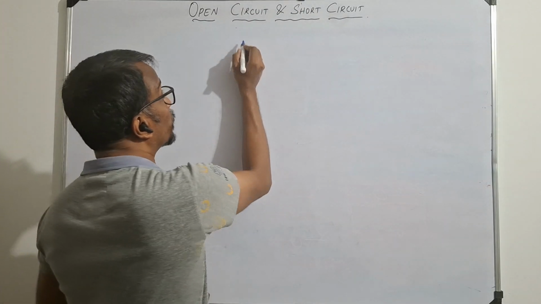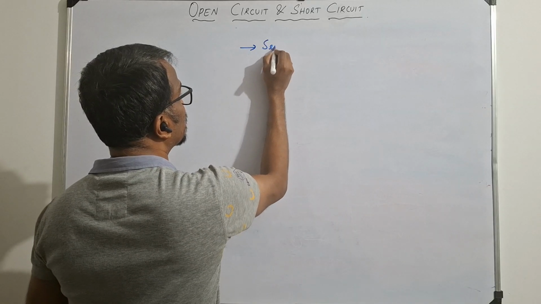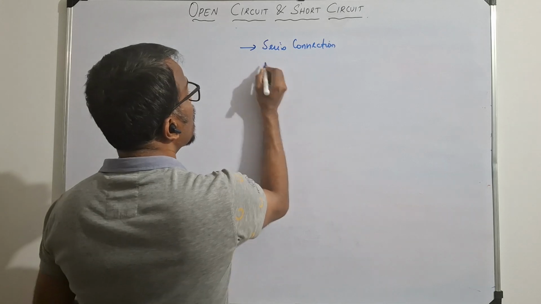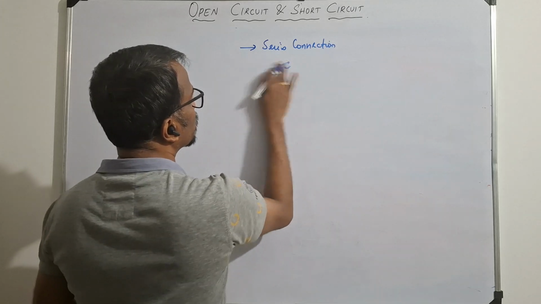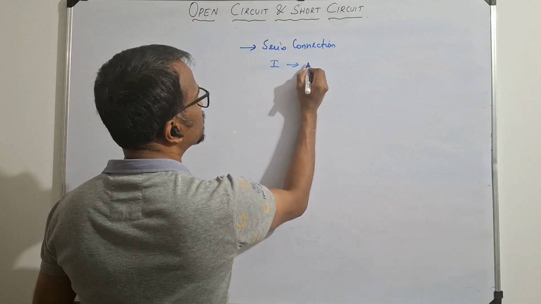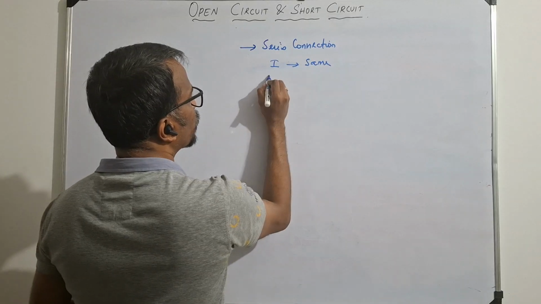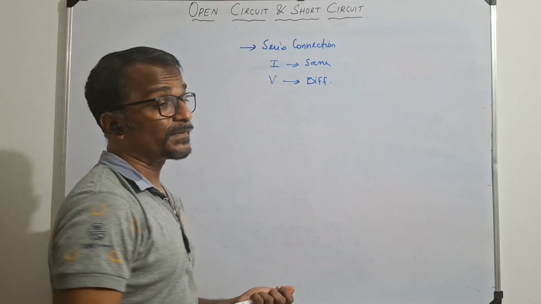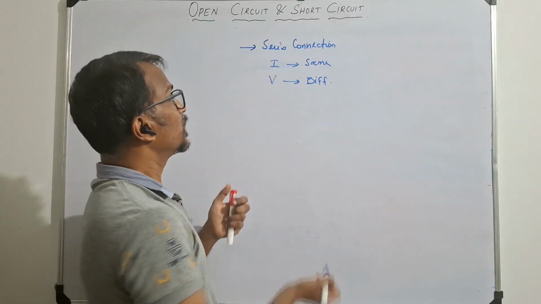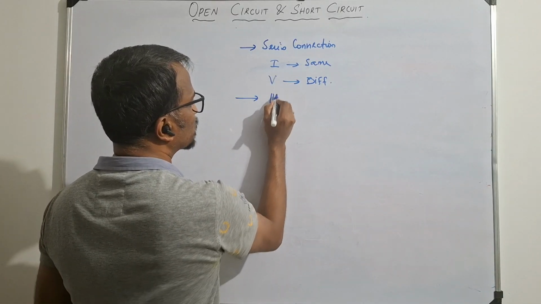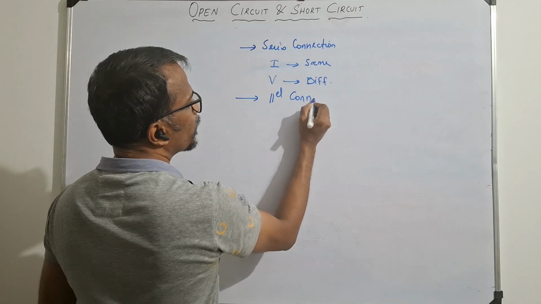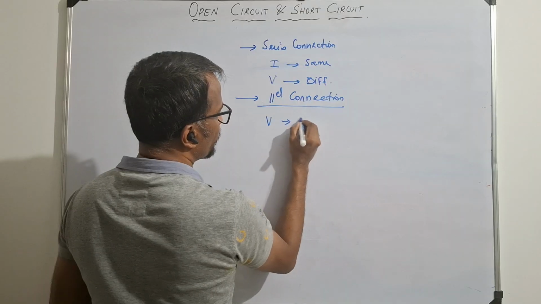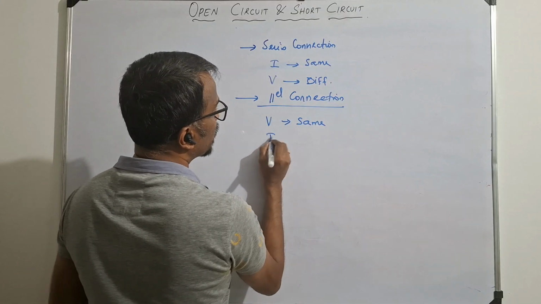So we can conclude finally, in the series connection, current is the same. The current flowing through each element is the same, and the voltage across each element is different. It will vary with respect to the resistance. Similarly, in the parallel connection, voltage is the same, and current will be different.